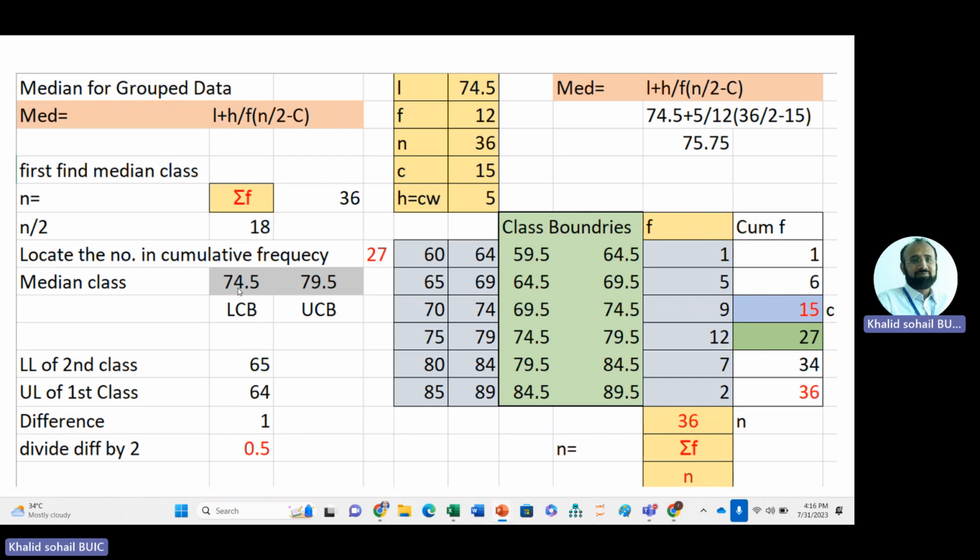Now we get the values for all these variables. L is 74.5, F is 12, C is 15, and H is the difference between these two, that is 5. Now putting the values in this formula, we will get 75.75. So this is the calculation of the median.